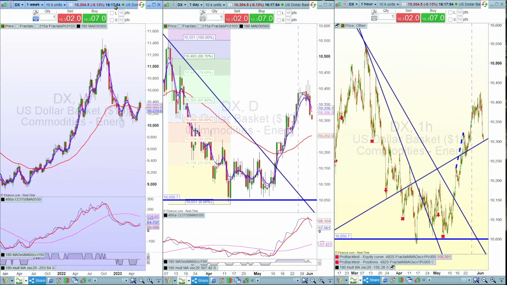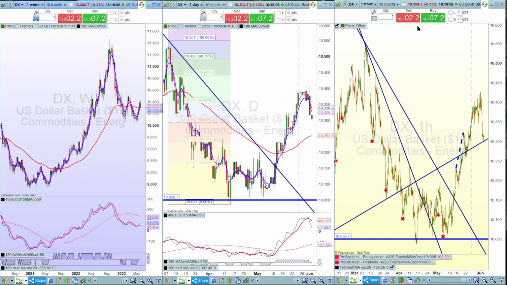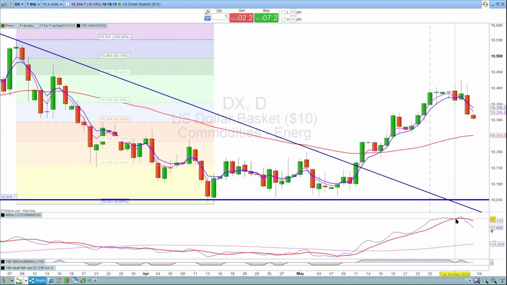So looking at the weekly first, you can see here the triple moving average of the price chart, moving average 3, 5 and 60, is combined with the moving average 5 and 50 of the CCI 150. When they're aligned, it shows a bearish or a bullish indicator. At the moment they're neutral, meaning they're not aligned. On the daily, you can see there it's also broken down from a bullish into a neutral positioning.